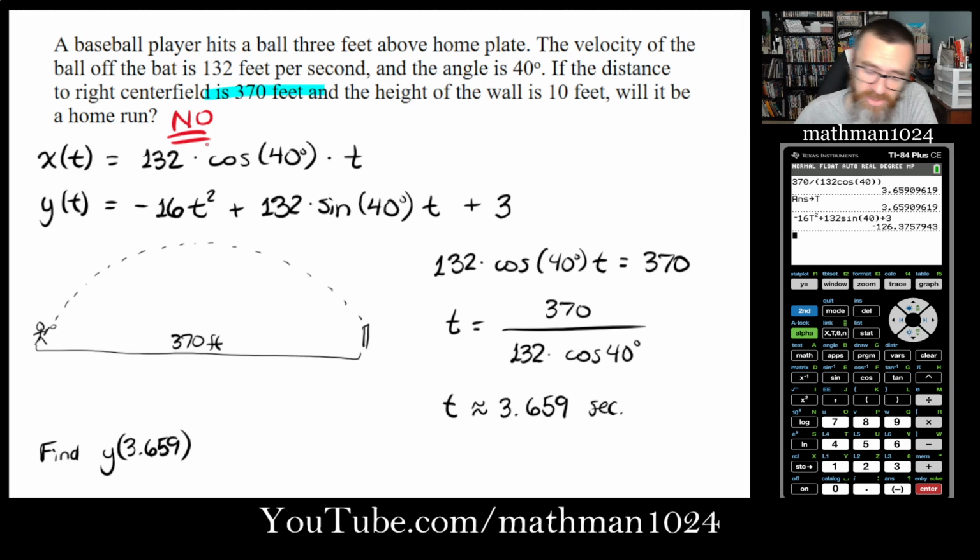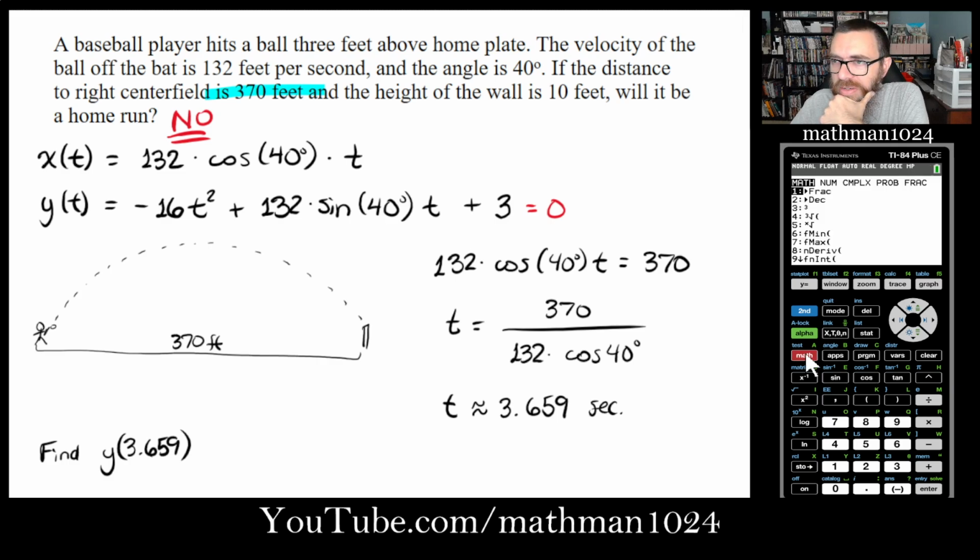Now we could definitely solve this and say, okay, when does this equal 0? We could solve that quadratic equation and see what we come up with. You know what? Since I've got the calculator here, let's see what we can do with that. If I go to my math, numeric solver, let's check this out. So I want to type in negative 16 t squared plus 132 sine of 40 t.